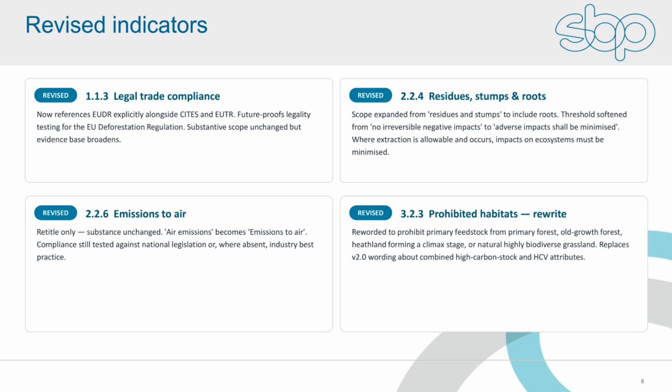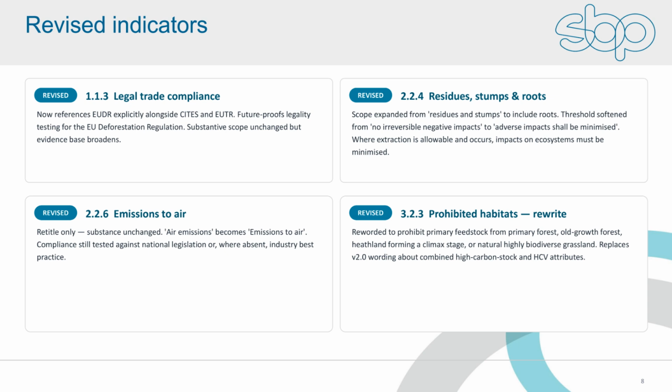4 indicators have been revised in Standard 1. 1.1.3 on legal trade compliance now references EUDR explicitly alongside CITES and EUTR. The substantive scope is unchanged, but your evidence base broadens to cover EU deforestation regulation requirements. 2.2.4 on residues, stumps, and roots expands the scope to include roots and softens the threshold from no irreversible negative impacts to adverse impacts shall be minimized. Where extraction is allowable and occurs, impacts on ecosystems must be minimized.